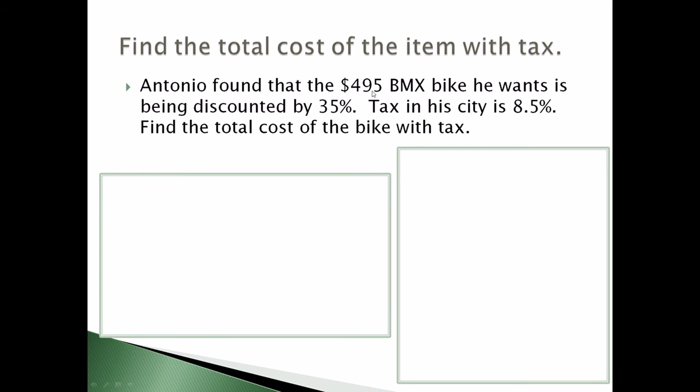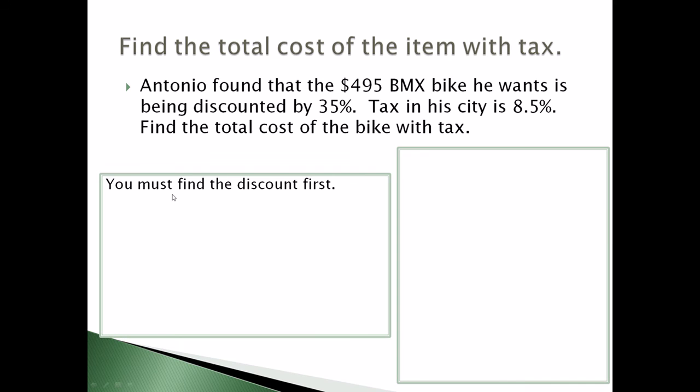So let's try it again. Antonio found that the $495 BMX bike he wants is being discounted by 35%. Tax in his city is 8.5%. Find the total cost of the bike with tax. Yeah, I gave you a double whammy. I gave you a discount and tax. Let's be realistic here. So we need to first find how much it's being discounted because the discount is subtracted and the tax is added. You have to do them one step at a time.